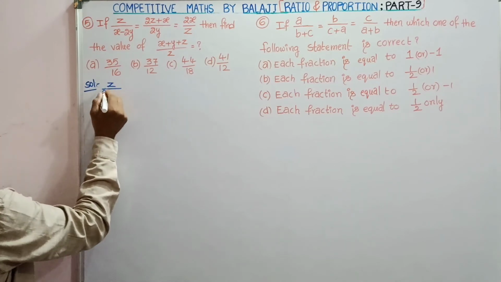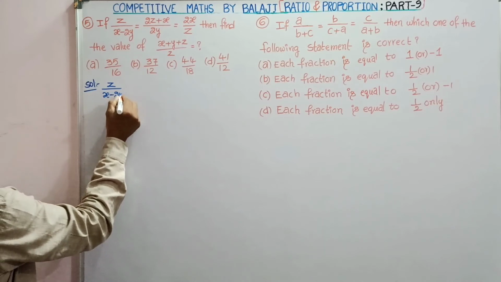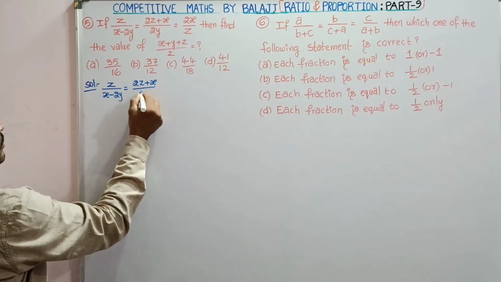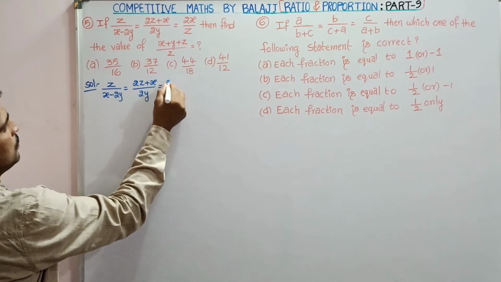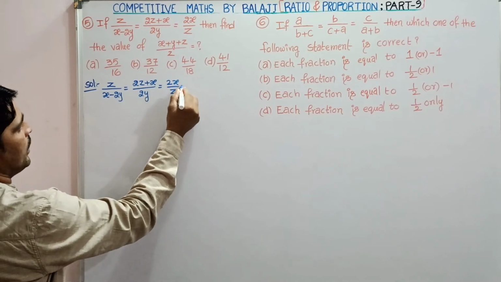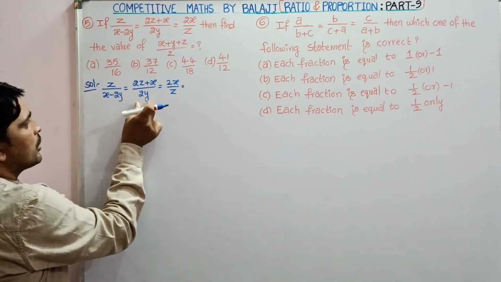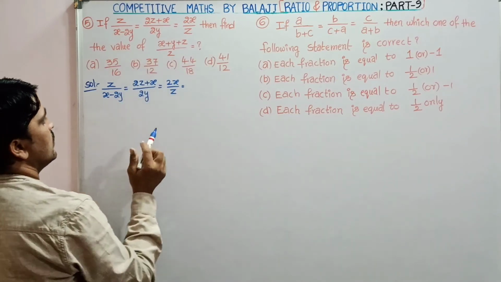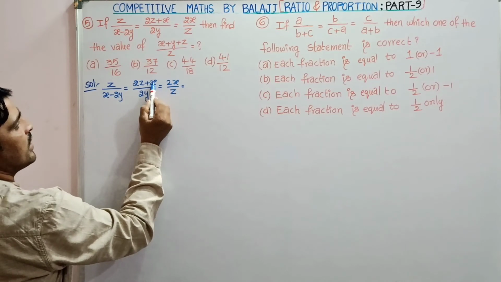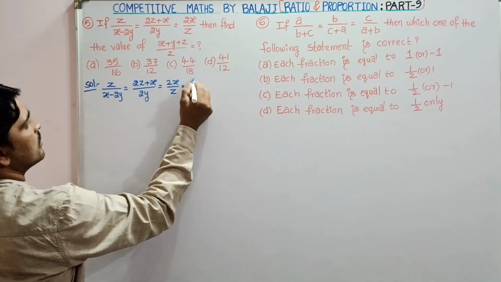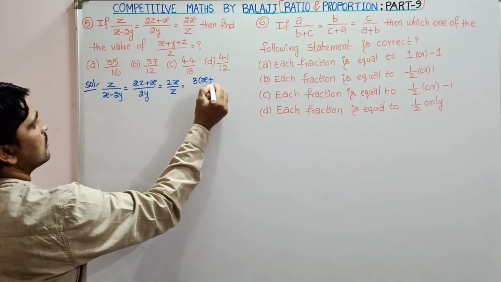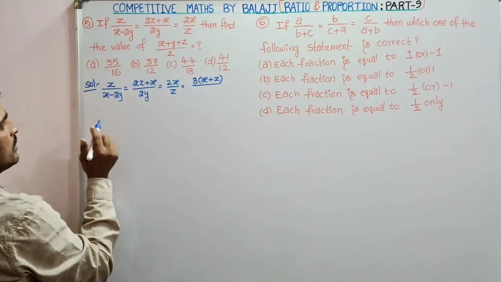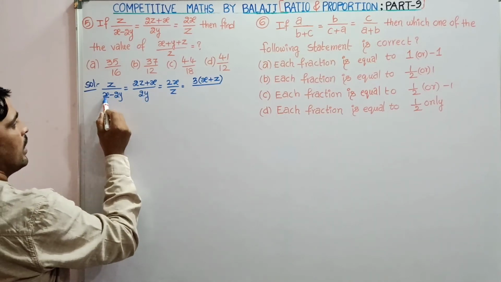Given z by x minus 2y equals 2z plus x by 2y, which is equal to 2x by z. By the add-endo property, each ratio is equal to the sum of numerators by the sum of denominators. The sum of numerators: 2x plus x is 3x, plus 2z plus z is 3z, so 3 of x plus z. This is the sum of numerators. And consider the sum of their denominators: minus 2y plus 2y cuts, x plus z.